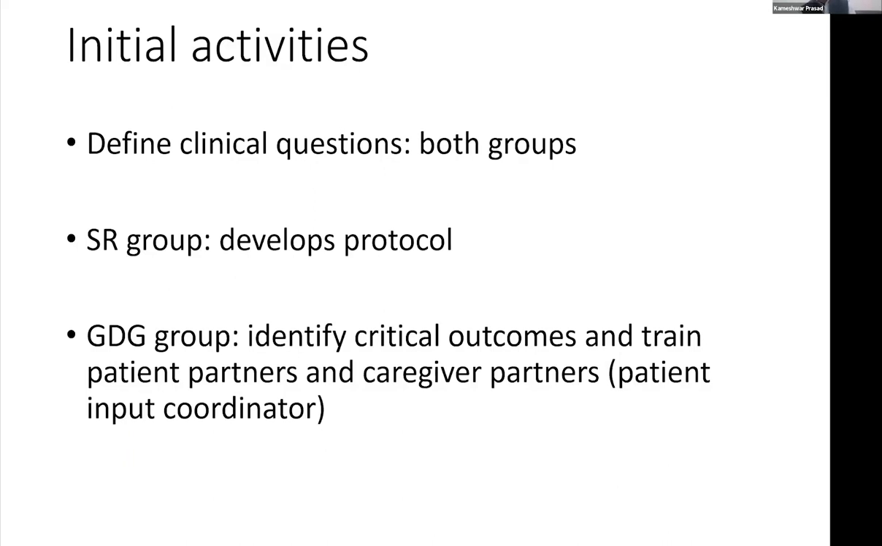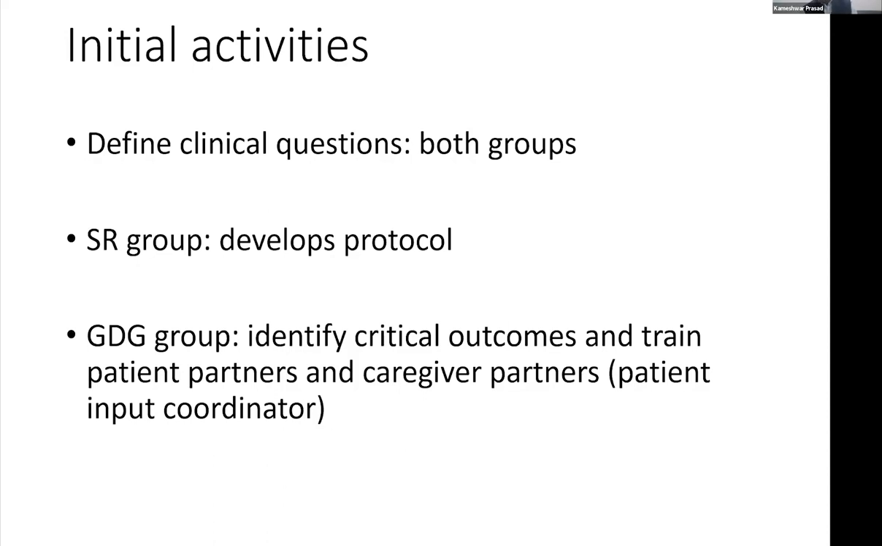So both groups start with defining clinical questions. Questions would generally be very similar, but may not necessarily be exactly the same. And the PICO format is well known. I'm not going to deliberate on that. The systematic review group develops a protocol around that PICO question, and the guideline development group at the same time, after defining the clinical questions, may identify critical outcomes. And this is very important because these outcomes must be part of the systematic review.